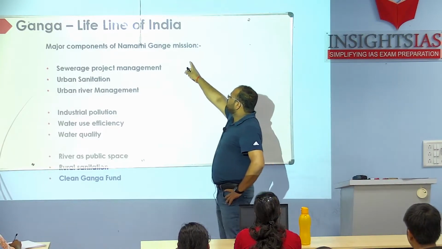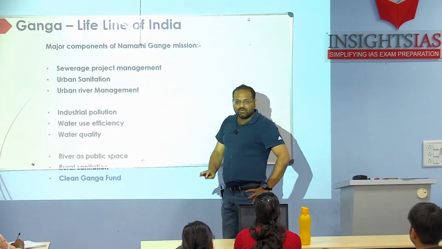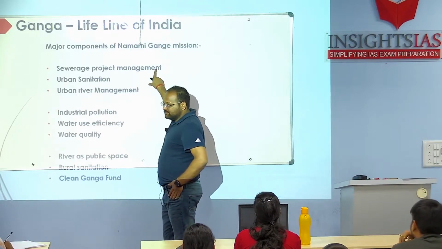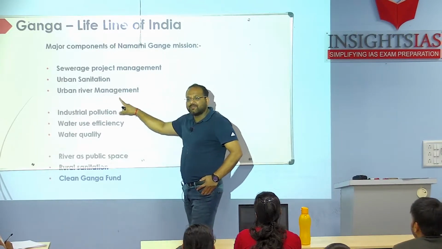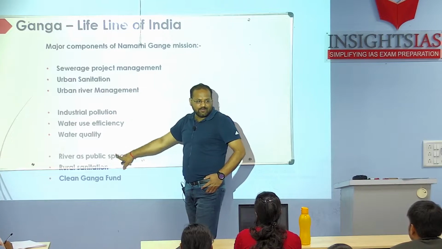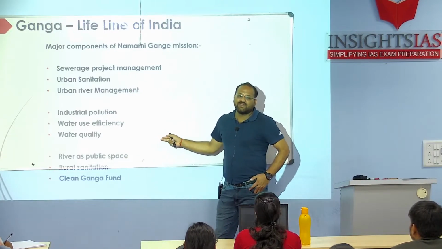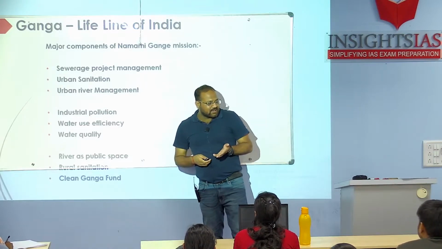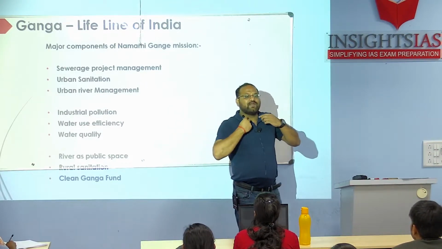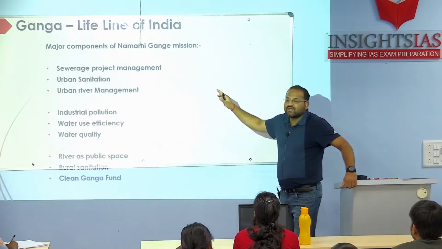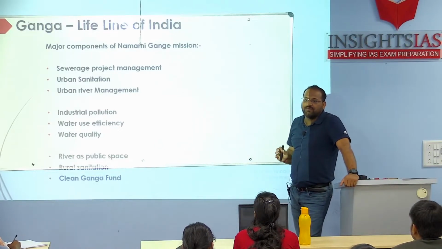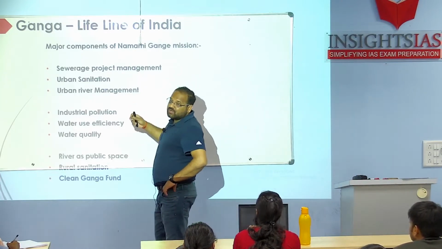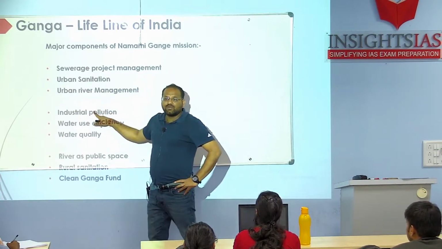So the major components of the Namami Gange mission, I have written these down before writing that: sewerage project management, urban sanitation, urban river management. Of course, we need not remember all these things. But why I have presented it is that whenever you want to solve a problem of any city as a district collector, or in a case study, or a question comes on Namami Gange itself, what is happening there? All these things are happening here. So how to remember it? All these three are related to urban areas.